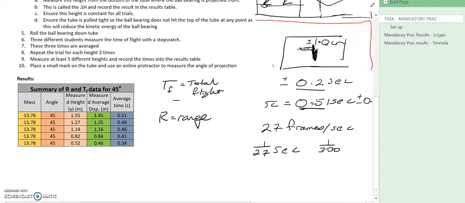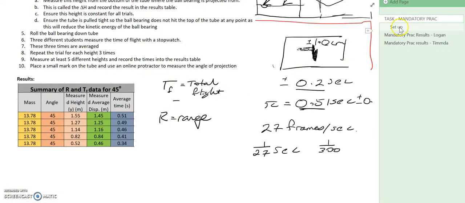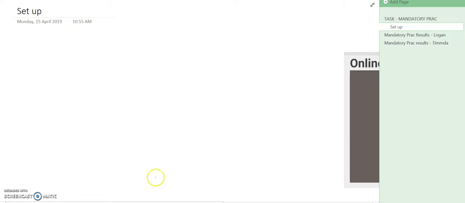What we need to do then is go and look at the more detailed results table, and we'll look at trying to calculate some of the results in that. I'll do that in a separate video, but before I do that, let's just have a quick look here at the setup as well.